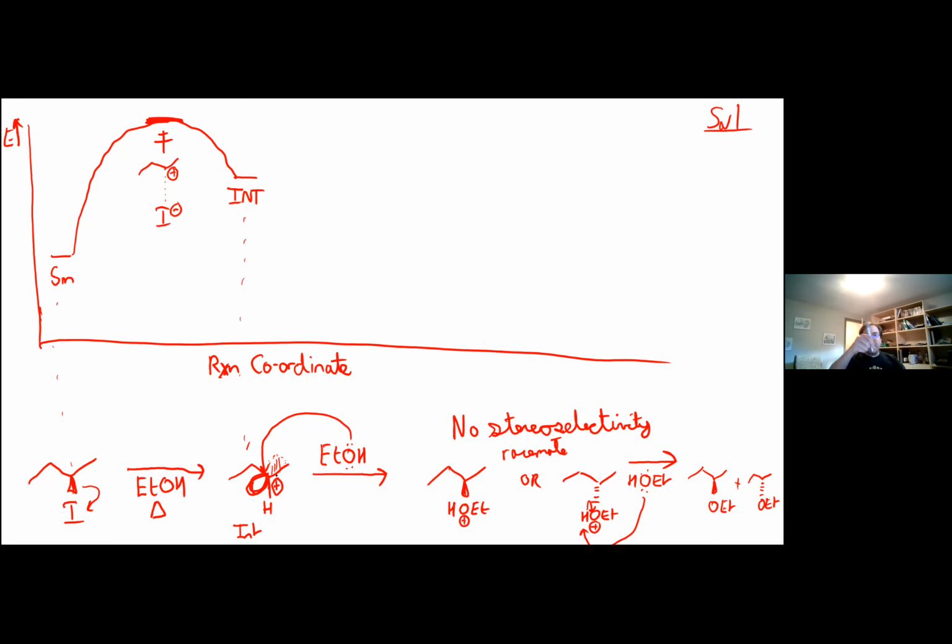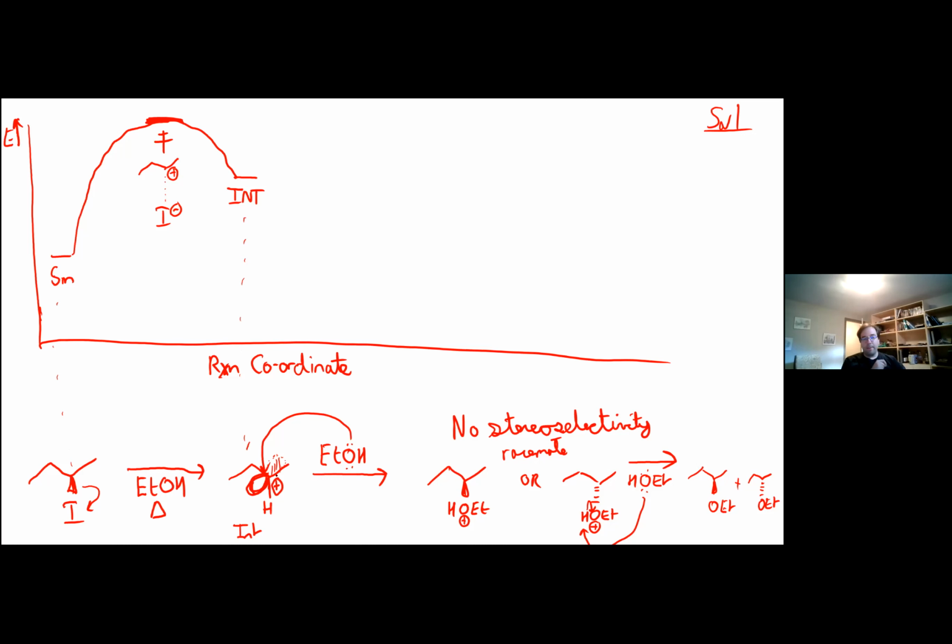So that p orbital has two giant lobes, and that carbon is sp2. All carbocations are sp2, and all sp2 atoms are flat. It's got three sp2 bonds, each 120 degrees away from each other in the same plane, and it's got an empty orbital. So that carbon is absolutely flat.